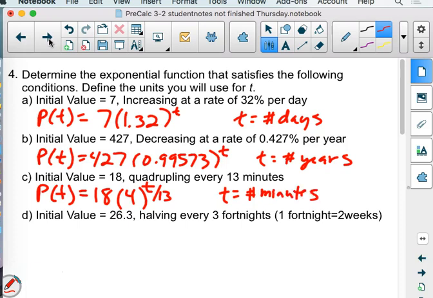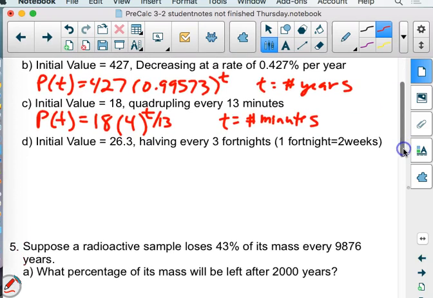Stick with what we already know. Just use t over 13 and have that work. Oh my goodness, here comes some weirdness. P of t, initial value 26.3, having, seriously, fortnight? 3 fortnights. Okay, put this into something we know.